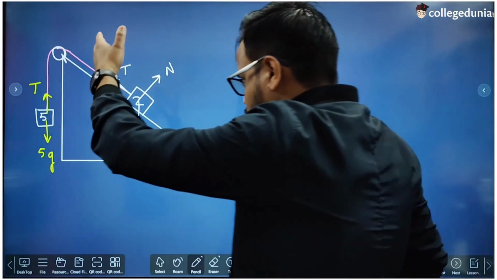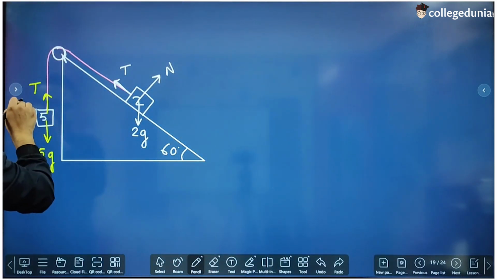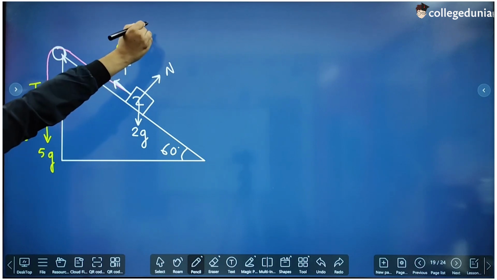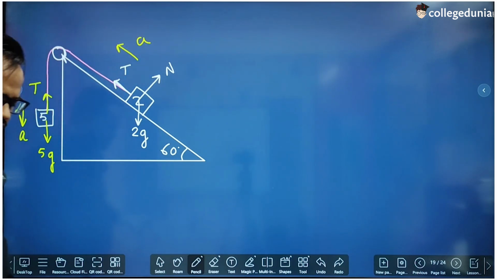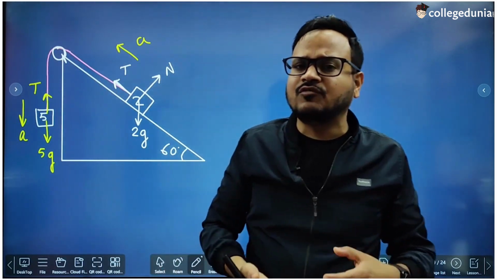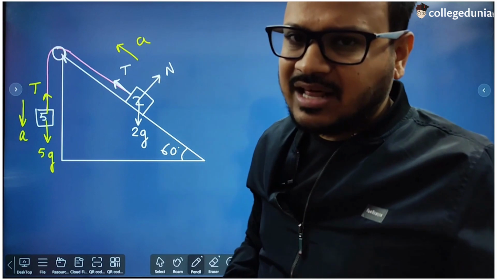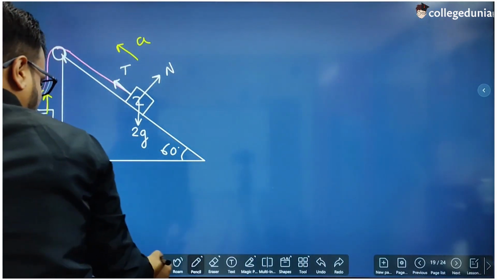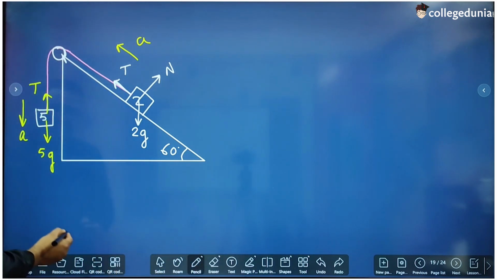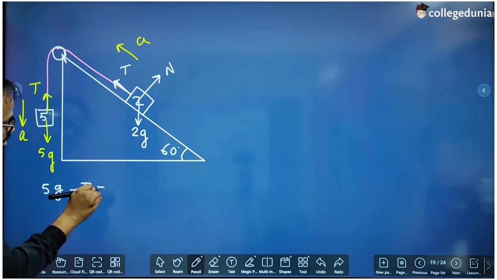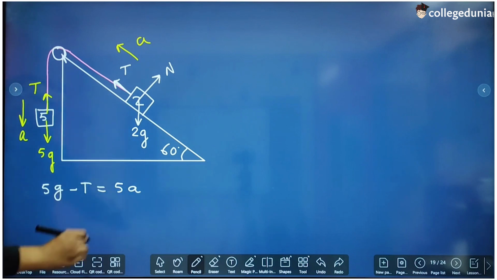Okay, so suppose this system is accelerating in this direction, because we don't know what will happen in this case, so we can take acceleration in any direction. If the direction is correct, then the acceleration is going to be positive. If you have taken the opposite direction of acceleration, then it is going to come with a negative sign, so that is not an issue. So according to this assumed direction of acceleration, the equation of this body is 5g minus T equal to 5a.